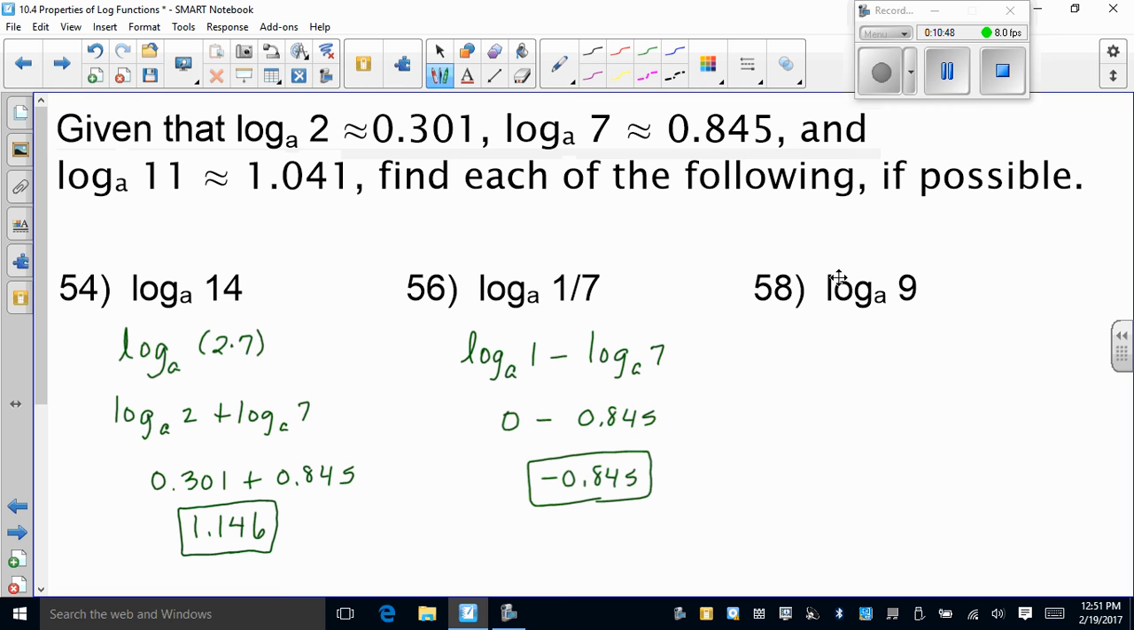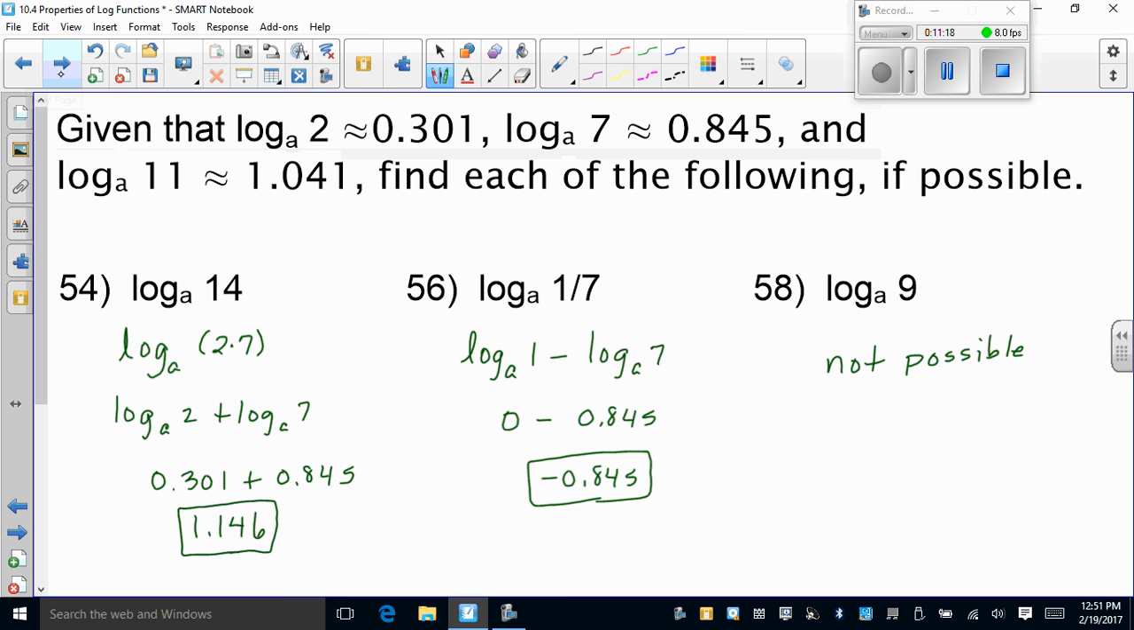And then log base a of 9, well, this is 1 times 9, or 3 times 3. But there, we can't use 2 and 7 to get there. Please don't go, oh, this is 7 plus 2. Yes, you're right. 7 plus 2 is 9. But log of 7 plus log of 2 is not 9. So this one is not possible. Only because we don't have the values to use.